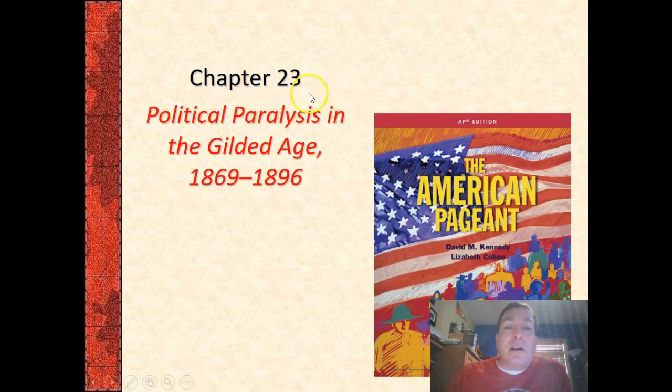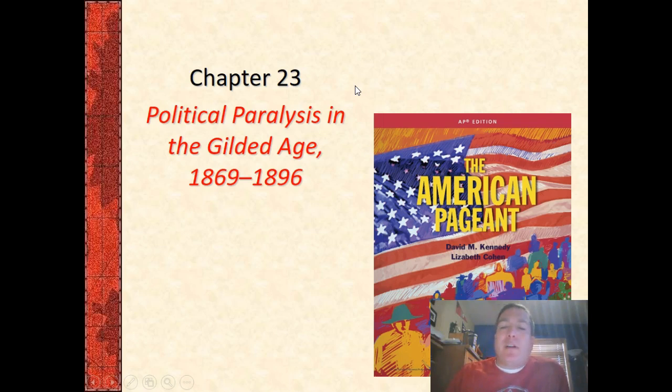So let's get started with Chapter 23. The title of the chapter is Political Paralysis in the Gilded Age from 1869 to 1896. And so this is the late 1800s, running all the way from the time period of Ulysses S. Grant's presidency, running up through the election of William McKinley in 1896.